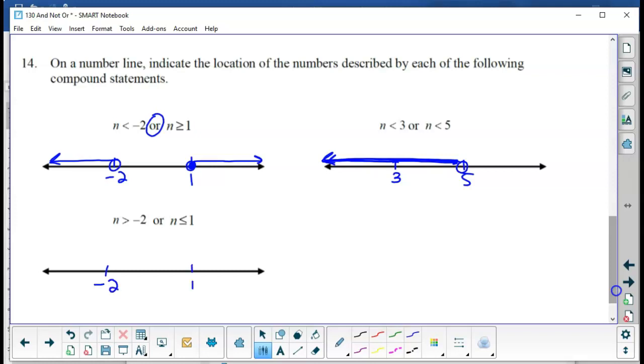-2 and 1. So greater than -2, or less than or equal to 1. That's everything in a set of real numbers. So I'm going to fix this up and just draw the entire thing. Okay, you can put -2 and 1 there, but it's all real numbers.